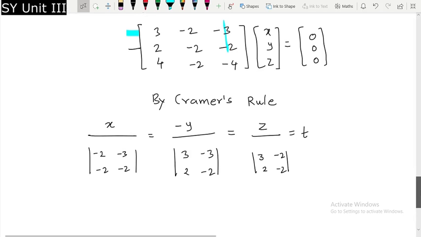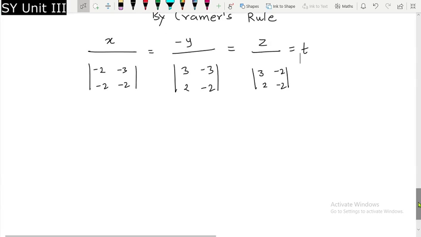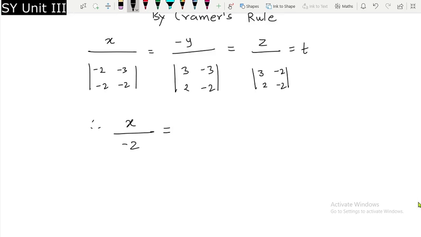Now let us simplify it. You just check the calculations. So therefore x upon, 4 I will get, right? So 4 minus 6, I guess. So 4 minus 6 is going to be minus 2 over here, which is further equal to minus y upon, so it will be minus 6 plus 6, that is going to be 0.